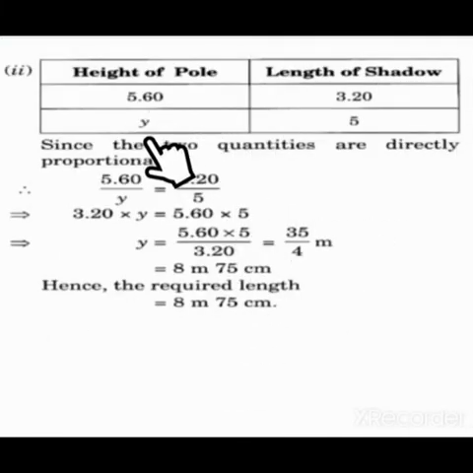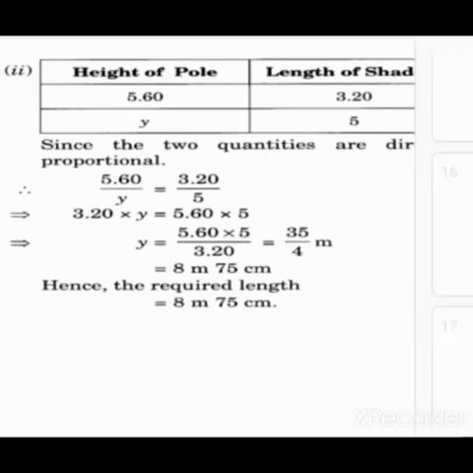Next one, height of the pole. Here we have to find out. So height of pole and length of shadow. 5.60 divided by y equal to 3.20 divided by 5. Cross multiply. Y equal to 8 meter 75 centimeter length.